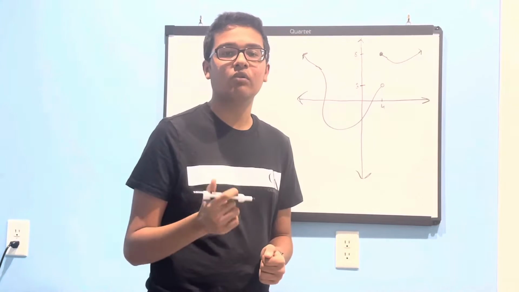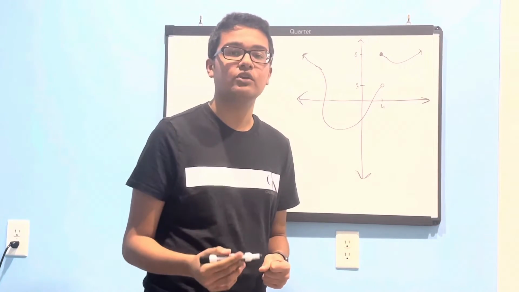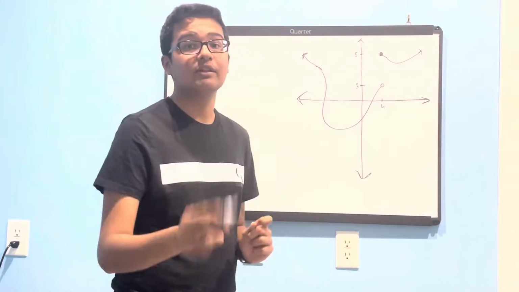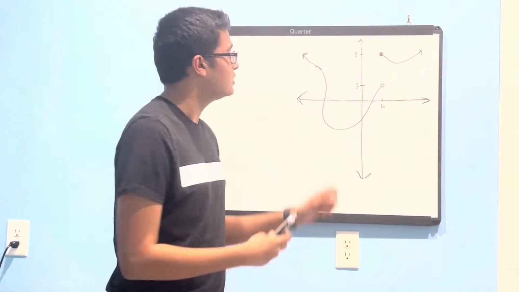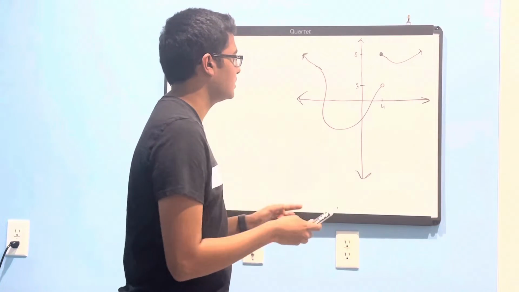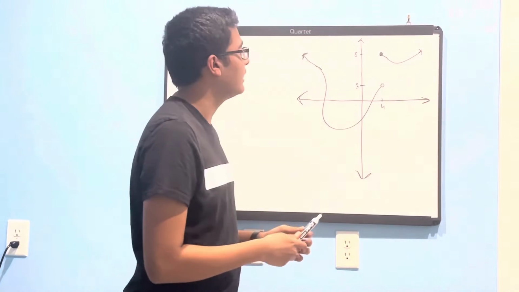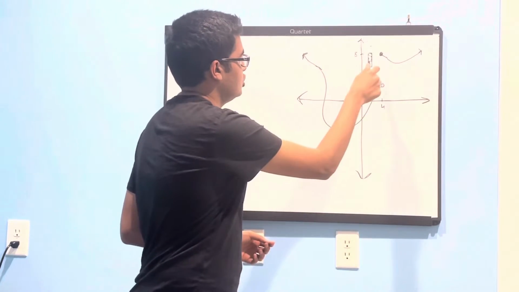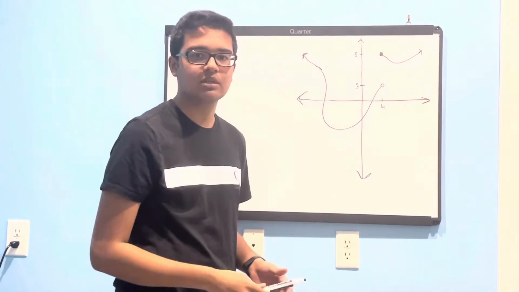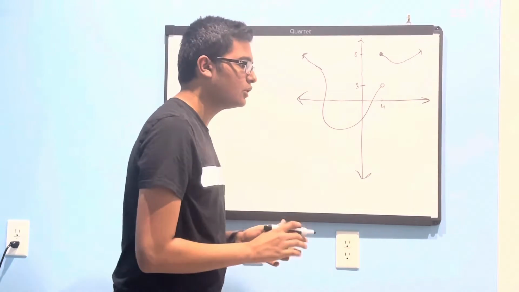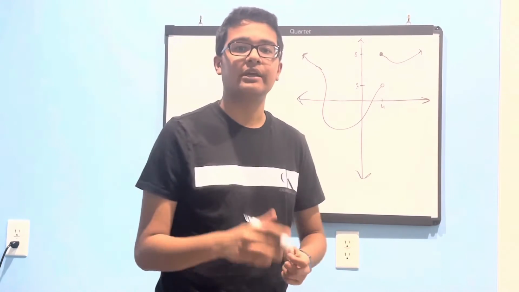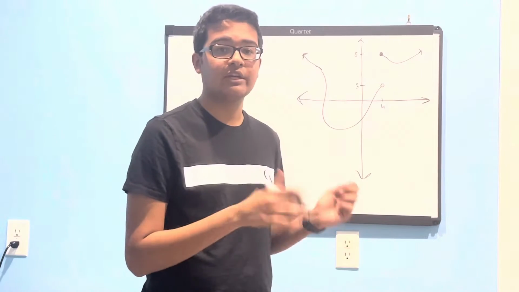So now I'm going to be going over what a jump discontinuity looks like and how to find the limit of a jump discontinuity. So this is what a jump discontinuity looks like on a graph. It kind of looks like the graph just stopped here and then jumped up, right? Thus the name jump discontinuity. So I'm going to explain how you could find the limit for a jump discontinuity.